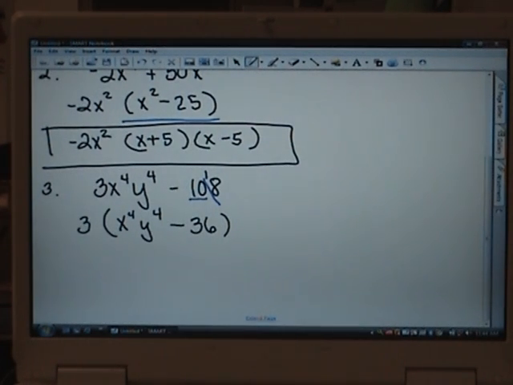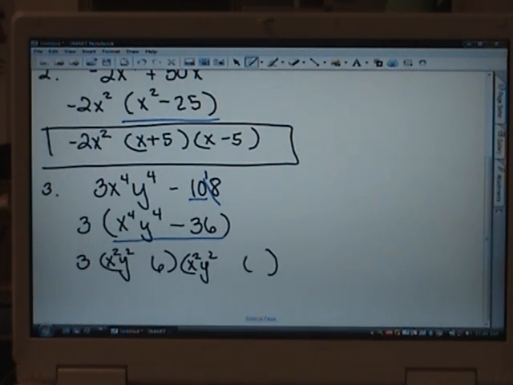Now, can we still factor it? Yes, this is the difference of two squares. 3, x squared, y squared plus 6, x squared, y squared minus 6. We go back and check our negative. Is it still the difference of two squares? No.